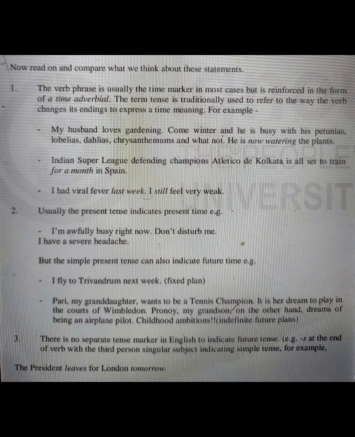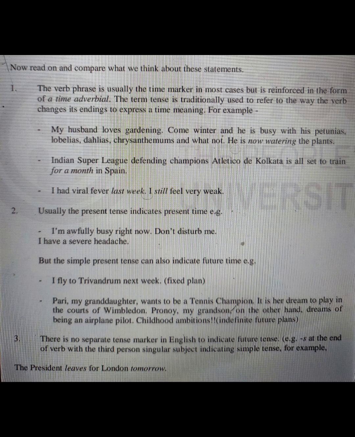2. Usually the present tense indicates present time, e.g. I'm awfully busy right now. Don't disturb me. I have a severe headache. But the simple present tense can also indicate future time, e.g. I fly to Trivandrum next week. Fixed plan.